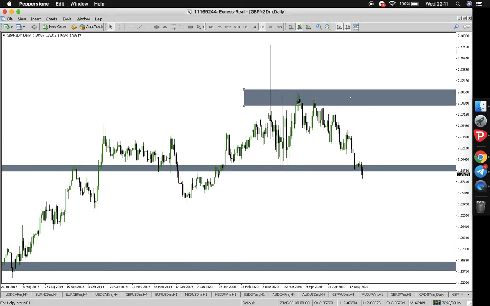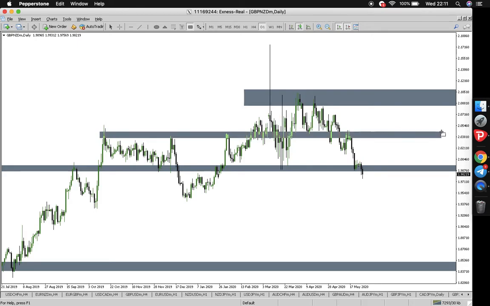1 touch, 2 touch, 3 touch, 4 touch of resistance. And we have another key little resistance zone right over here. We can see 1 resistance, 2 resistance, 3 touches, 4 touches of resistance, and it breaks through, flips to support over here, and again acts as a support over here. So now we've got all our major and key zones.